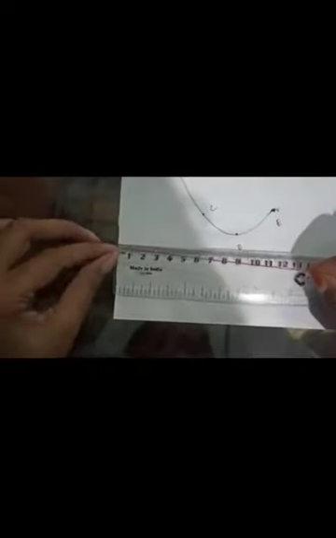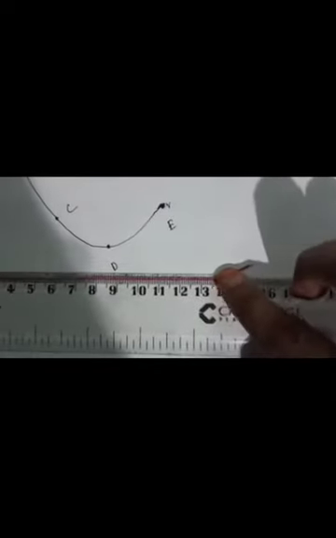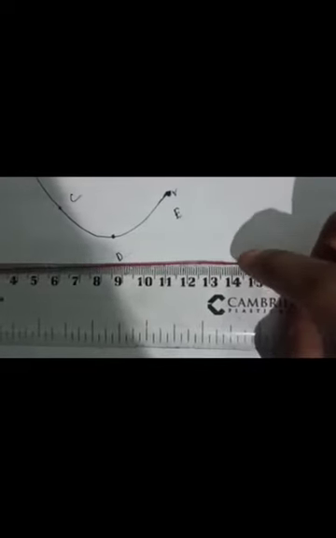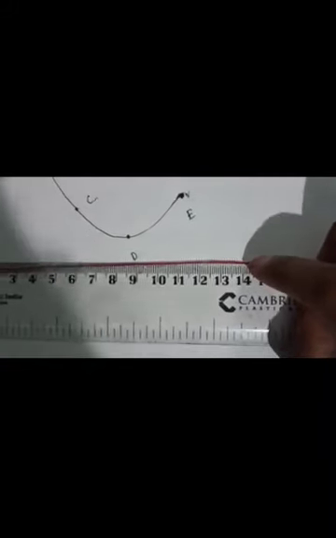We have to take this thread and keep the thread on the scale like this. Then we have to measure the length. So this is 14.4. So the length of this curved path is 14.4 centimeters. So that is all for today.